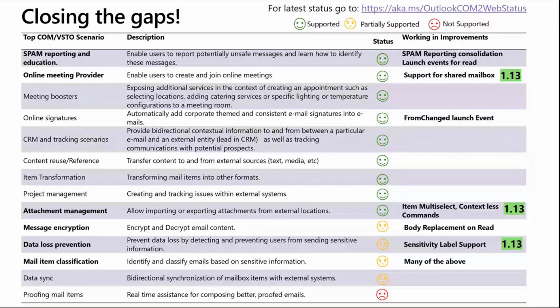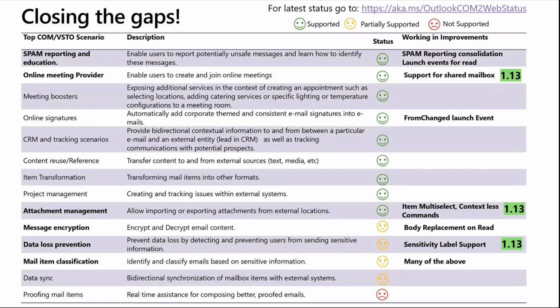Then there are some others where we definitely need to do way more work. For example, proofing solutions, like real-time assistance when you're typing an email, giving real-time help as you type. It's an area where you cannot create a great add-in right now, right? But in the future, we're going to invest more there also. And then, as you can see, some of the features that we are launching are consistent with this plan. We're going to be shipping soon some improvements for spam reporting add-ins.